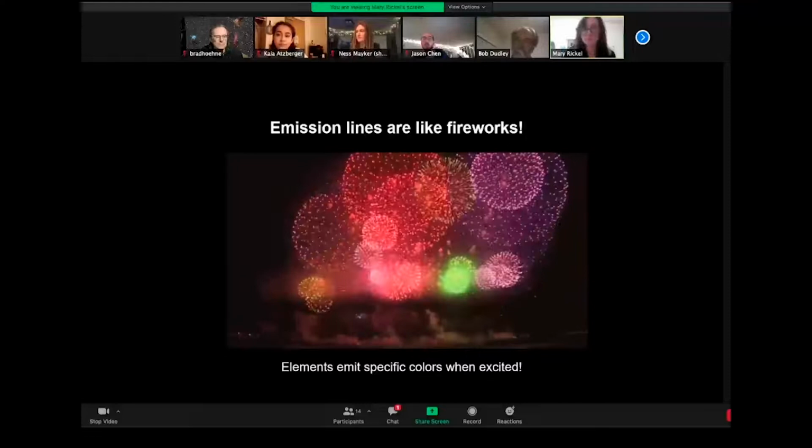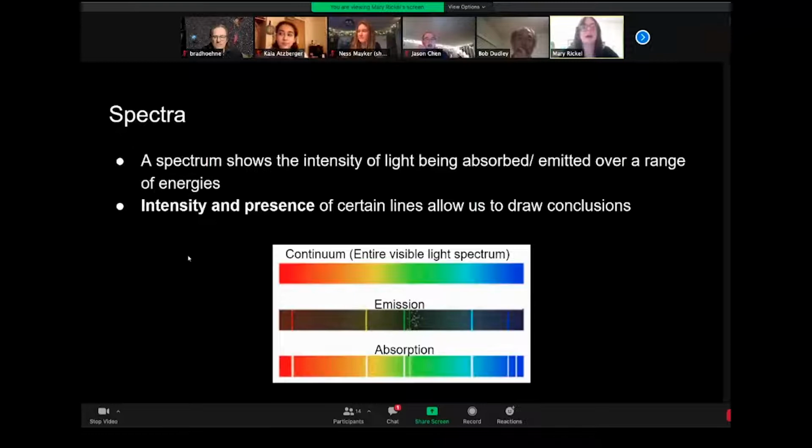Okay. And just to touch over again what spectra is, a spectrum shows the intensity of light being absorbed or emitted over a range of energies. And it's the intensity and the presence of certain lines that allow us to draw conclusions.